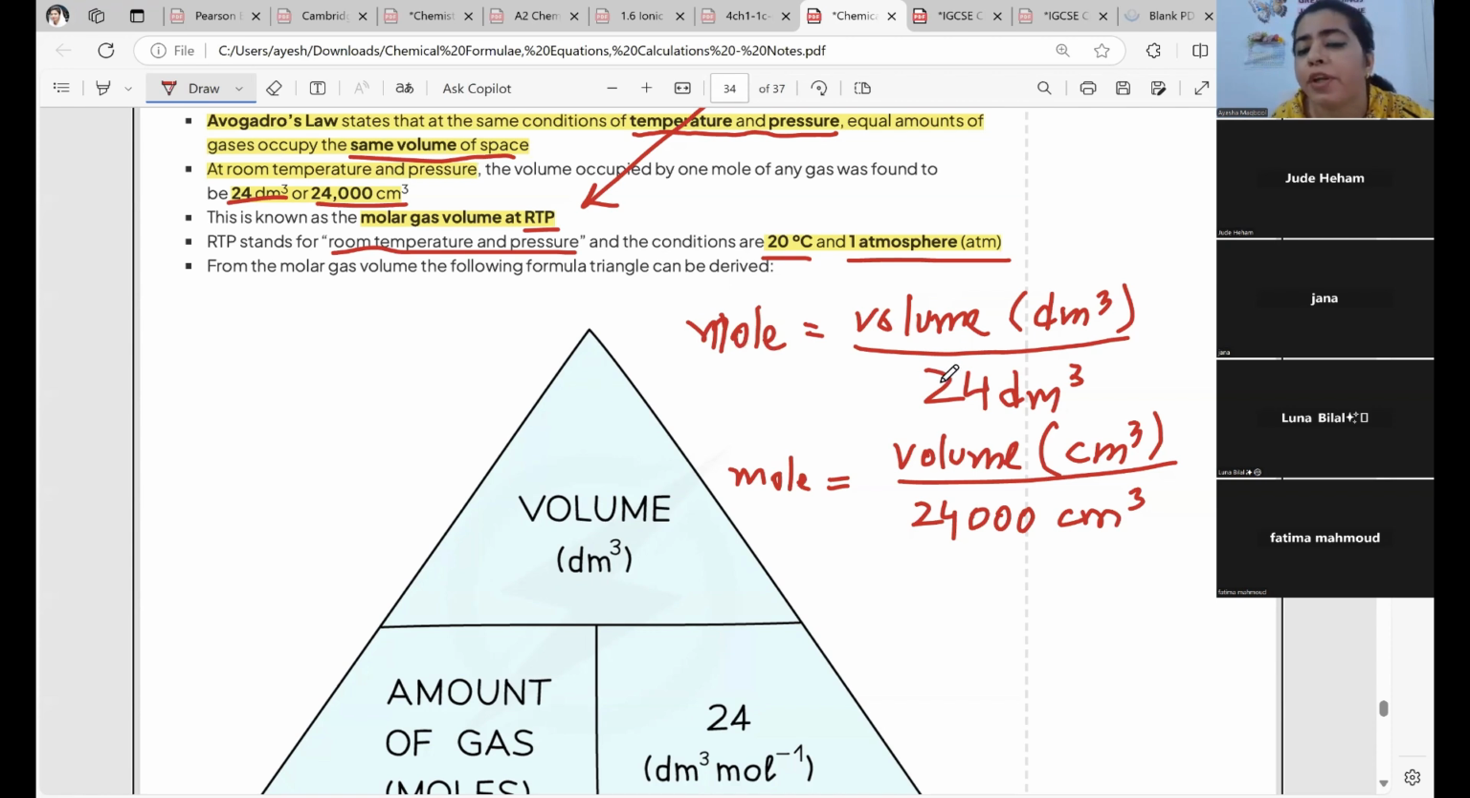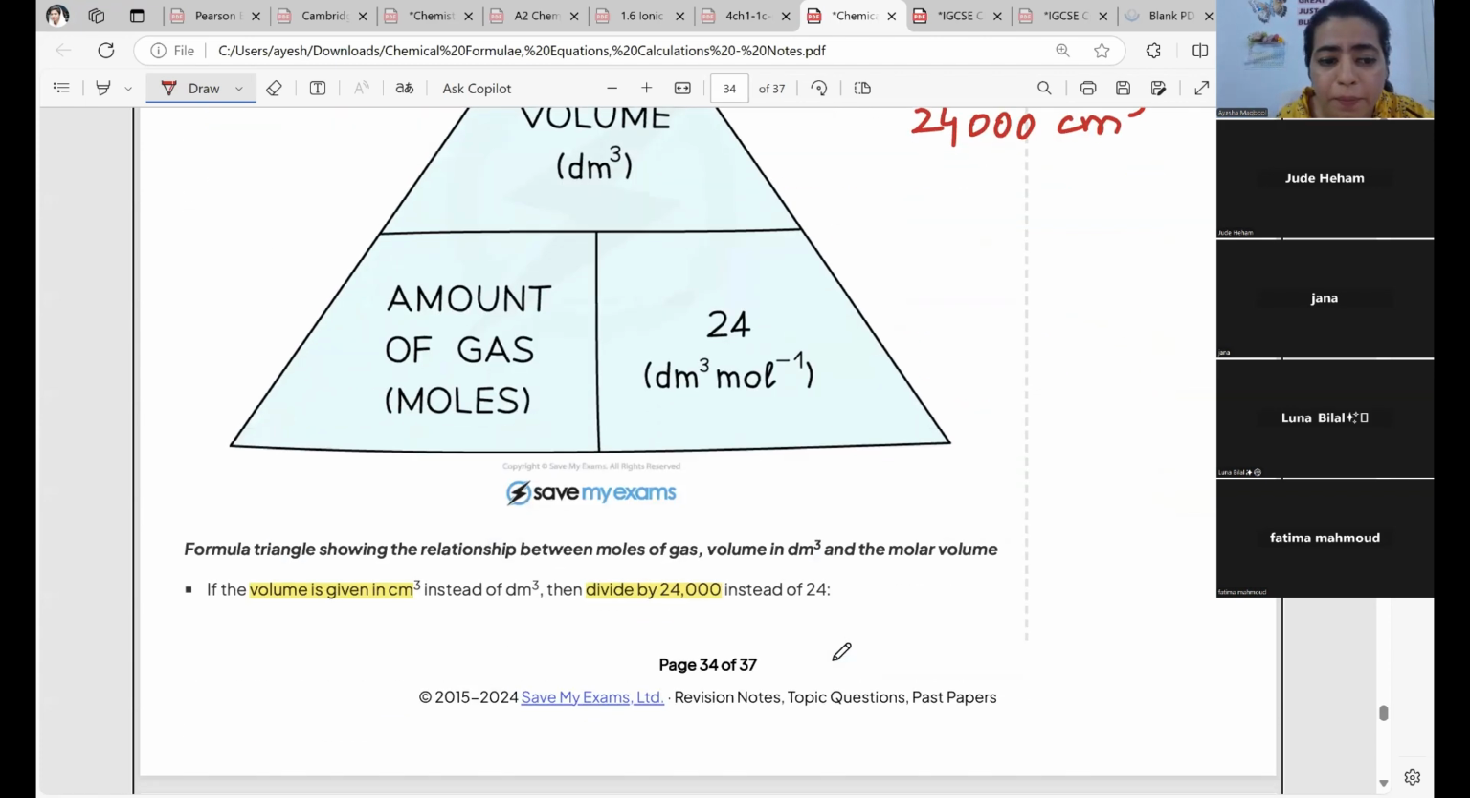Moles multiplied by 24 is giving you the volume in dm cube. Or moles multiplied by 24,000 will give you the volume in cm cube. So same formula we can rearrange and find it. Okay. So this is only the new formula for today.